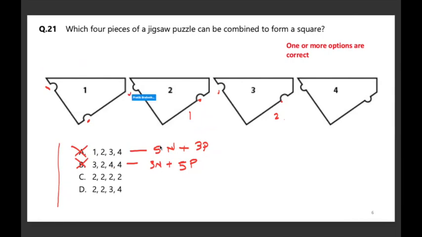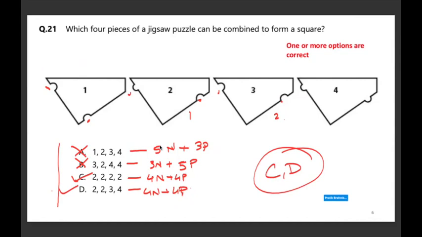In the case of option C, it's 1 negative, 1 positive, so it complements each other. So C is possible. In the case of option D, it will be 4 negatives plus 4 positives, so it's possible. Here 1 negative, 2, 3 negatives here, and 4, we are using 1, 2, 3, 4. So 4 negatives plus 4 positives. So even that matches. So D is also correct. So only options C and D are correct here. Okay, we'll move to the next one.